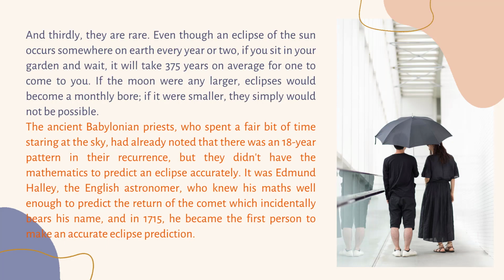The ancient Babylonian priests, who spent a fair bit of time staring at the sky, had already noted that there was an 18-year pattern in their recurrence, but they didn't have the mathematics to predict an eclipse accurately. It was Edmund Halley, the English astronomer, who knew his maths well enough to predict the return of the comet, which incidentally bears his name, and in 1715 he became the first person to make an accurate eclipse prediction.